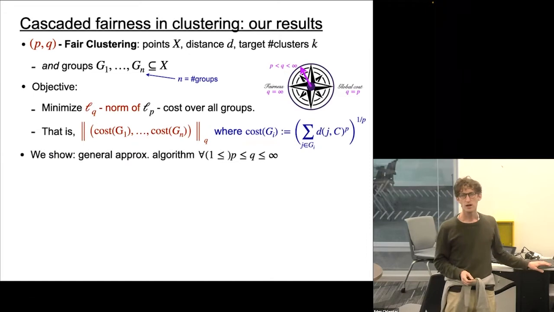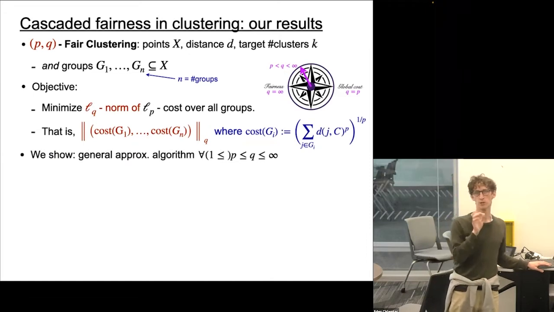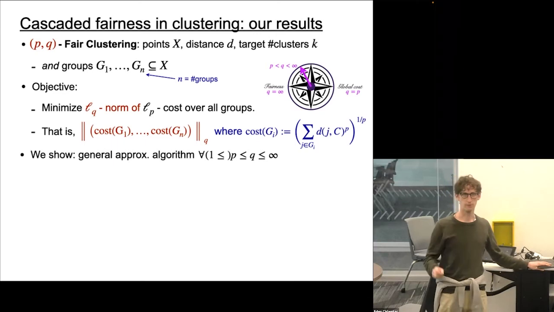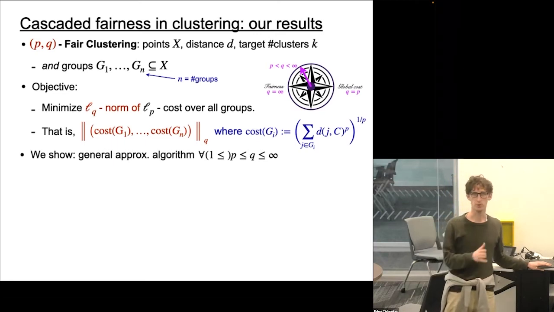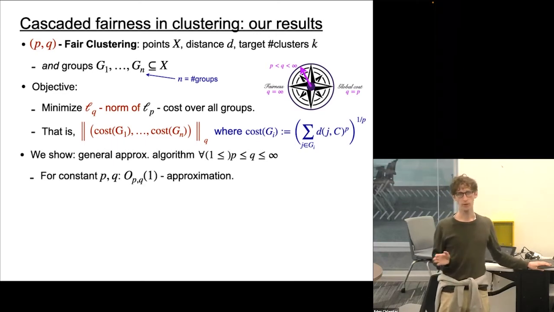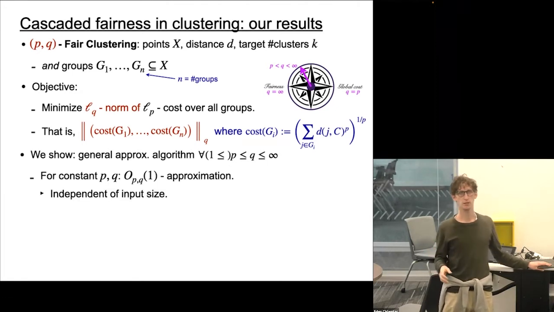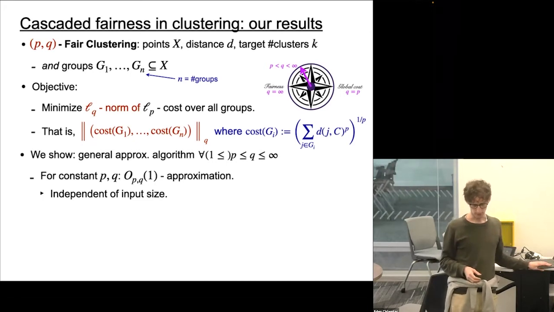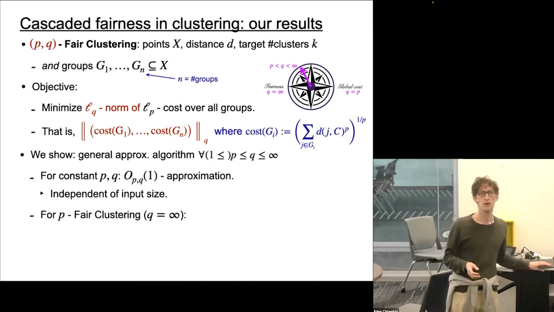Okay. All right. So what do we show? Here are our results. We have a general approximation algorithm which applies for every setting of parameters with Q between P and infinity. When they're both constant, then we get a constant approximation, as it matches the constant approximations for K means and so on.